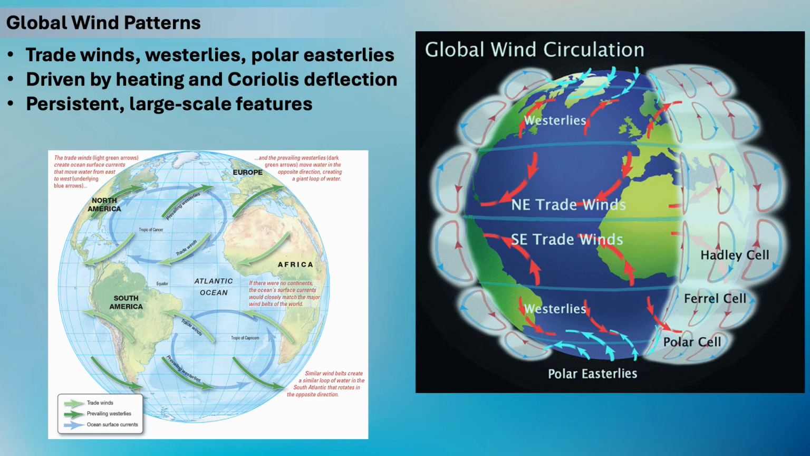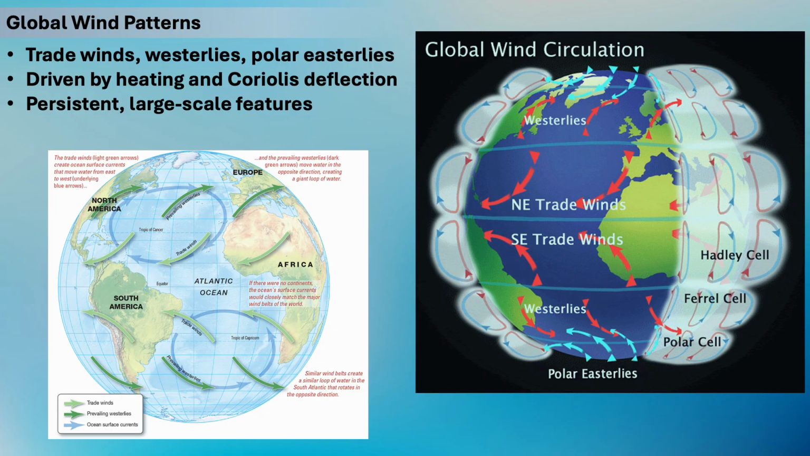The trade winds, as you can see on these illustrations, form as air moves toward the equator and is deflected westward. The westerlies form at mid-latitudes where air moving poleward, or toward the poles, is deflected eastward. These patterns are stable over long time scales because the energy imbalance that creates them, that uneven solar heating, is always present.